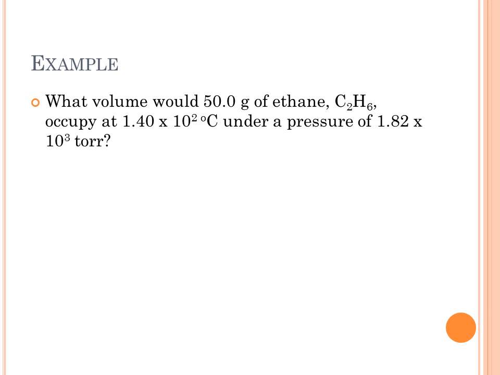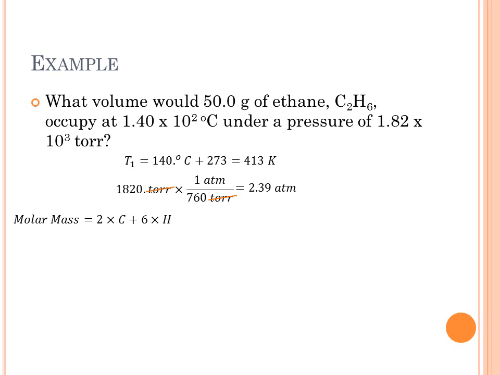We're going to get those torr into atms. We're going to get those temperatures into Kelvins. We're going to convert that 50 grams into moles. But we know it's C2H6, so we can use the molar mass there. So T is 140 degrees Celsius plus 273, which is 413 Kelvin. The 1820 torr divided by 760 torr per 1 atm will give us 2.39 atms.